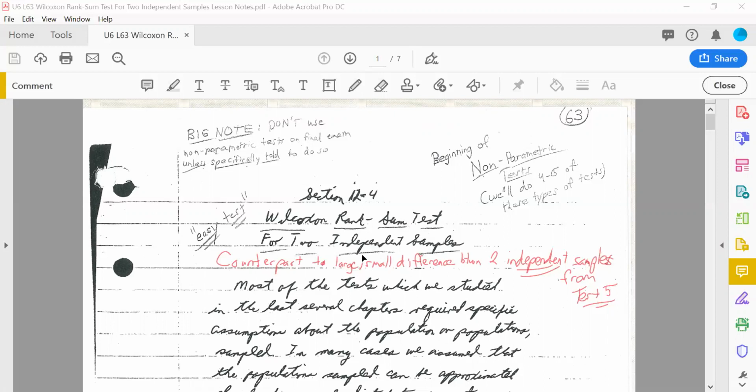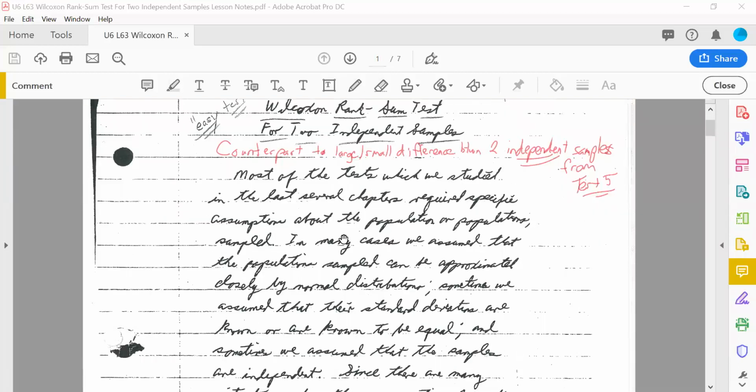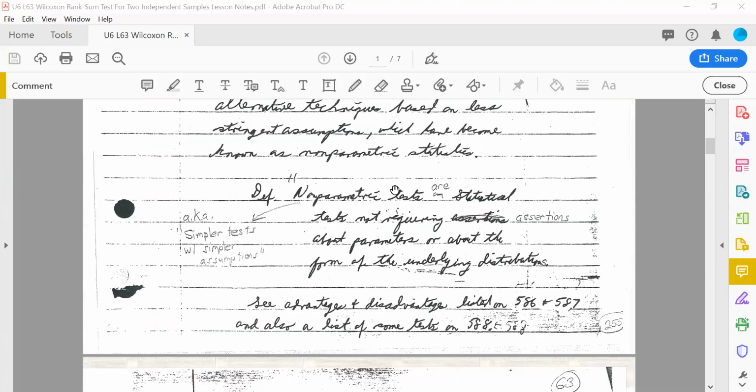All right, the one we did on test number 5. The one, unfortunately, I think was the most missed question on test 5. All right, so all these dense paper words, most of the things we studied were parametric tests. Basically, what does non-parametric mean? It means this. Non-parametric tests are statistical tests not requiring assertions about parameters or about the form of underlying distributions. What the heck does that mean? It means they are simpler hypothesis tests with simpler assumptions, a lot less baggage.